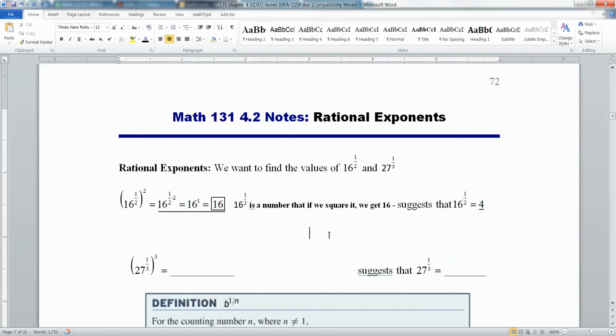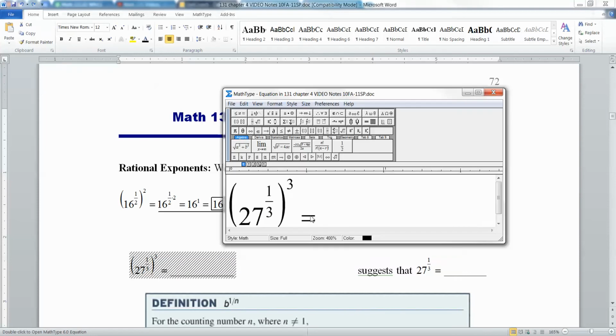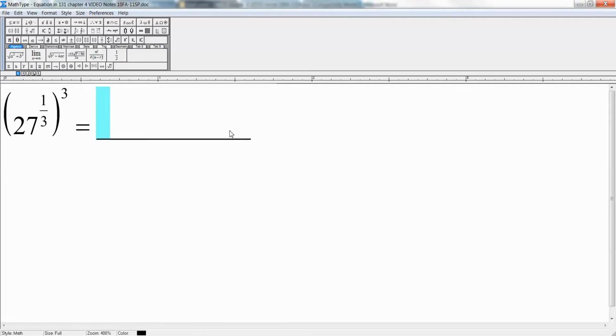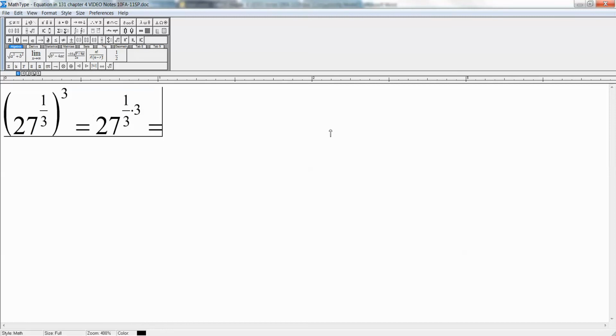I'm just trying to help you see what 16 to the half must be. 16 to the half is 4, because if you square it, you'll get 16. By the same token, 27 to the 1/3, if you raise it to the power of 3, that's 27 to the 1, because 1/3 times 3 is 1, which is 27.